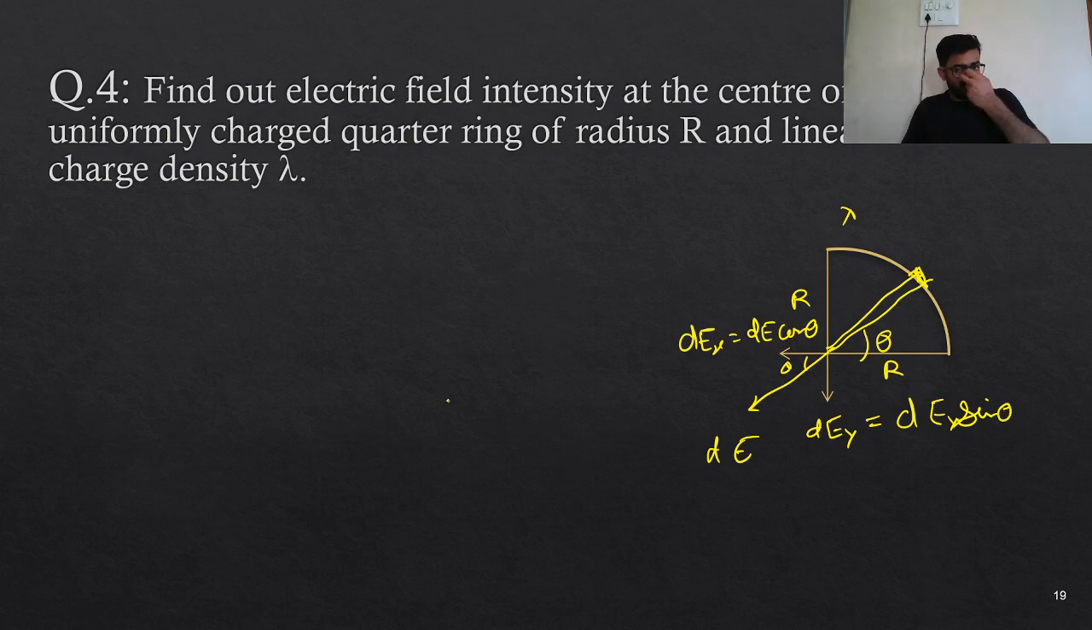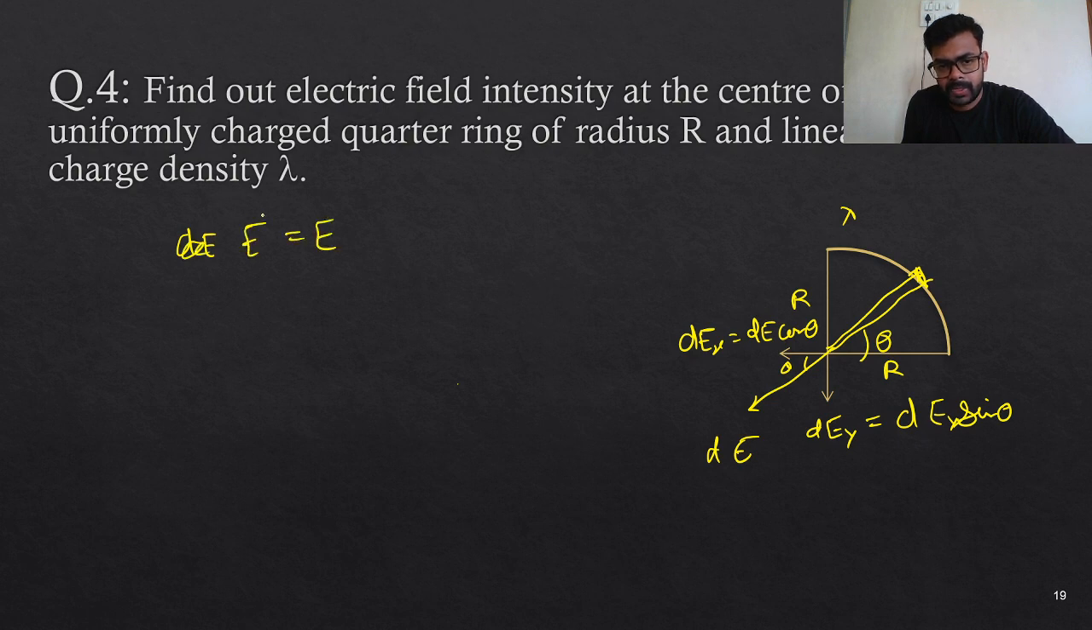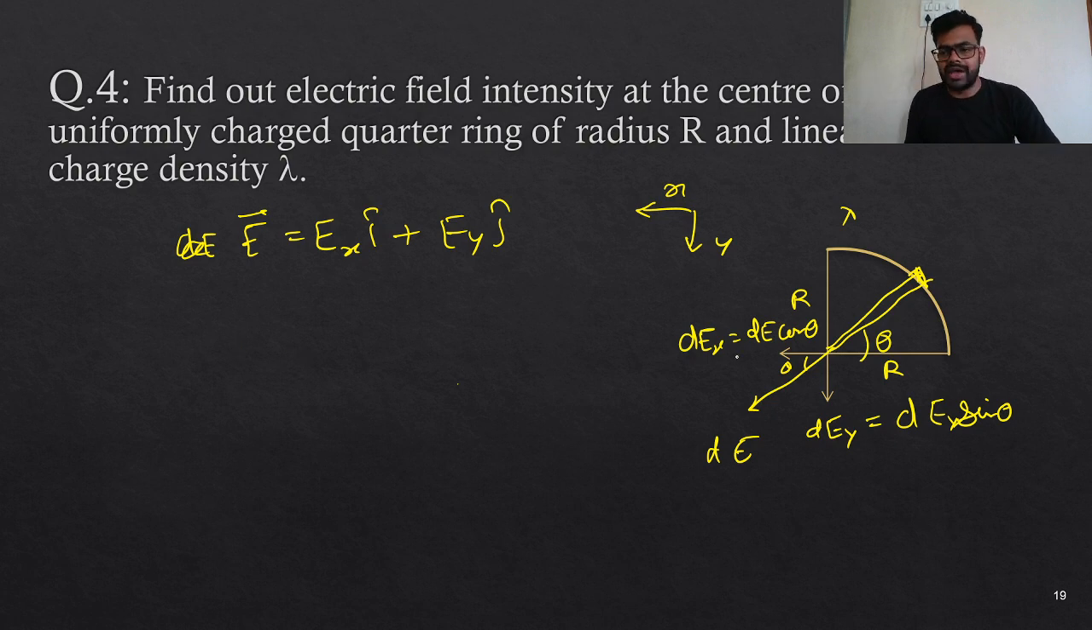But here I know one thing: this is just a quarter ring. On this side there is no ring, so it does not have symmetry. There is no symmetry, so you need to find these separately. So E is equal to Ex i cap plus Ey j cap. This direction is x axis, this direction is y axis. So what is the angle varying from and to? 0 to 90, 0 to pi by 2. So we'll do that only.